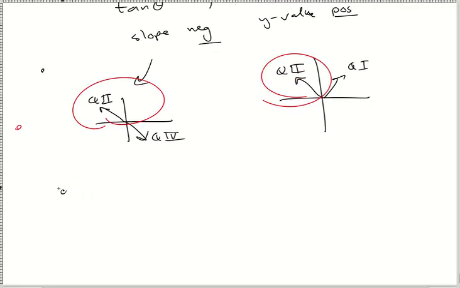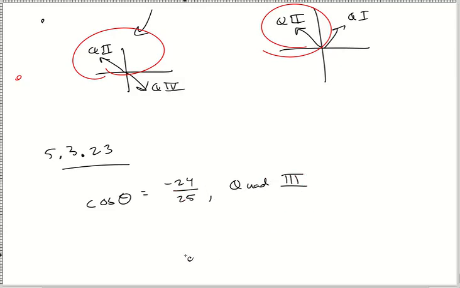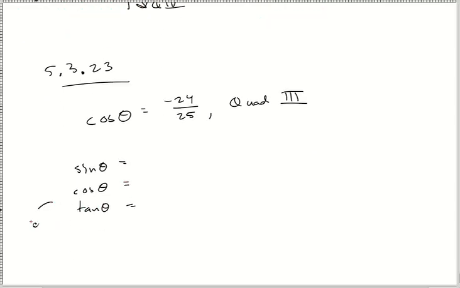Next questions. Got plenty more to do in this section. I have the cosine of theta is equal to negative 24 over 25, and it says this is in quadrant 3. So now, find everything else. Find the sine, the cosine, and the tangent. And then, of course, after that, you also need to flip them and find the other 3.